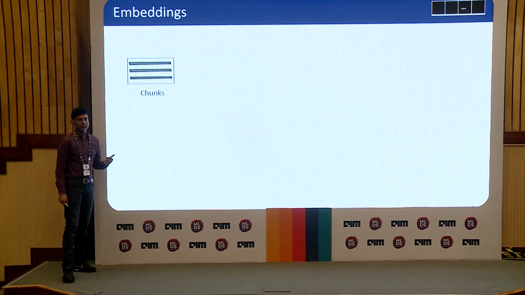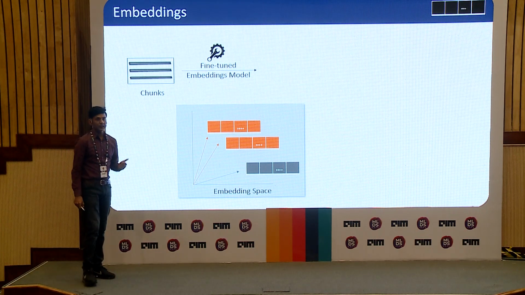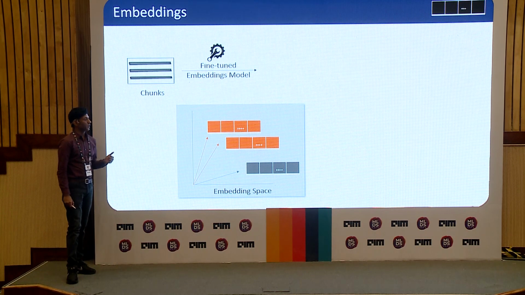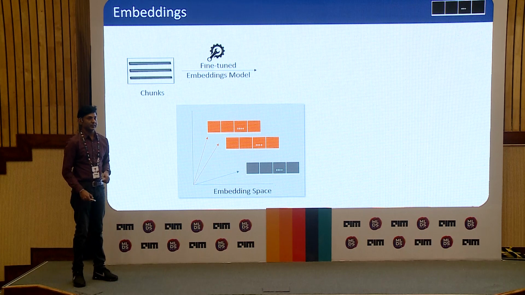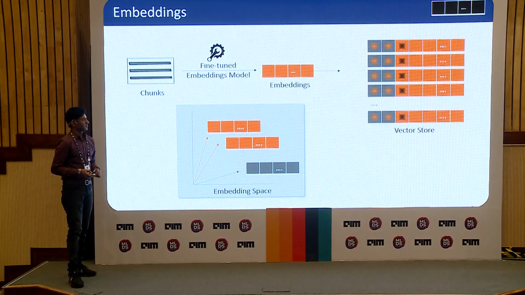Once we extracted the chunks, the next step is to create the embeddings out of the chunks. Here, we fine-tuned the embeddings model. We used a combination of the embeddings model from OpenAI and an open source model, BGE, fine-tuned on our data set. It helped us get better performance from our embedding models.